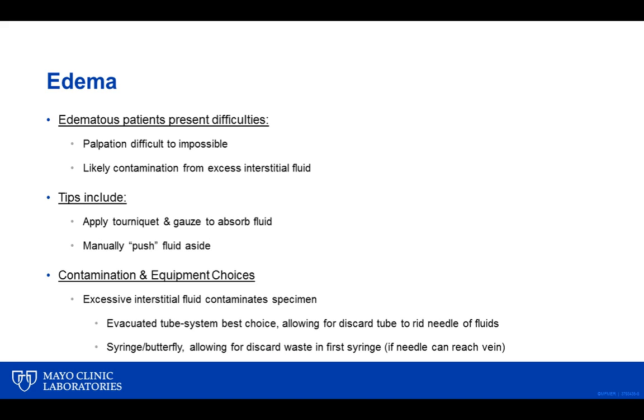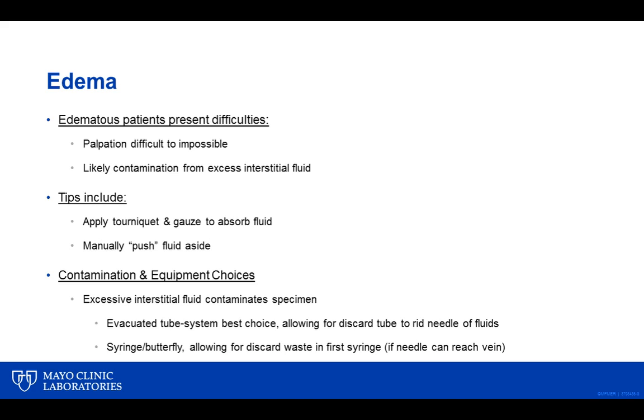Unfortunately, when we're faced with difficult situations, individuals kind of move away from the evacuated tube system and start looking at things like syringes with straight needles, butterflies. There's an issue with those. First of all, using a syringe with a straight needle, you may easily access the vein, but you have that needle full of interstitial fluid that you are now pulling up into the body of the syringe, which will contaminate your specimen, and there's nothing we can do about it.